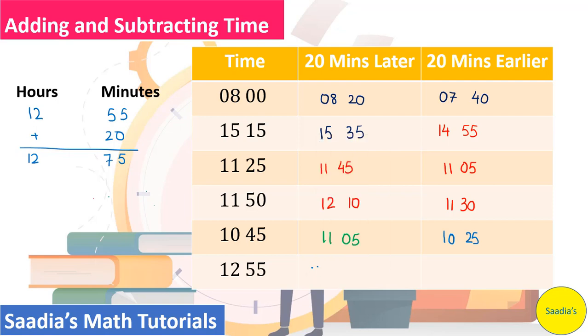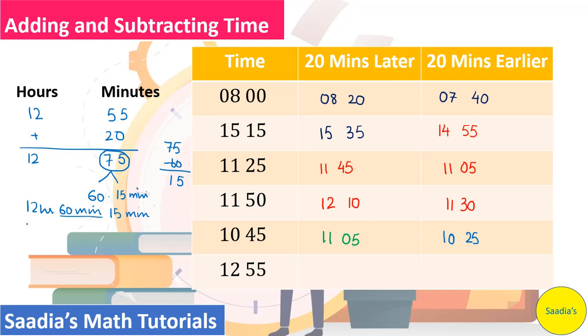But wait, can we write it as 12 hours and 75 minutes? No, this is greater than 60. So we need to split it. 60 plus how many minutes? Let's subtract and see. 75 minus 60. 5 minus 0 is 5. 7 minus 6 is 1. So 60 minutes and 15 minutes. So we have 12 hours, 60 minutes and 15 minutes.